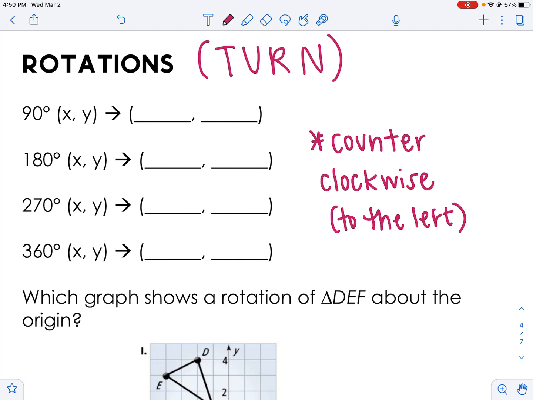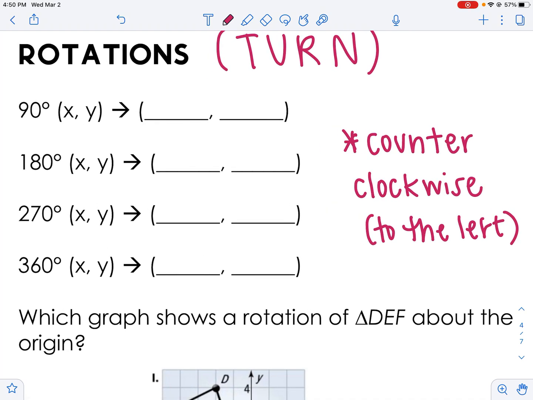So, counterclockwise. And we have formulas for this. If it's 90 degrees, your x, y is going to change to negative y, x. If it's 180 degrees, your x, y becomes negative x, negative y. If it's 270 degrees, then it becomes y, negative x. And if it's 360, well, you're right back where you started, which is just x, y.